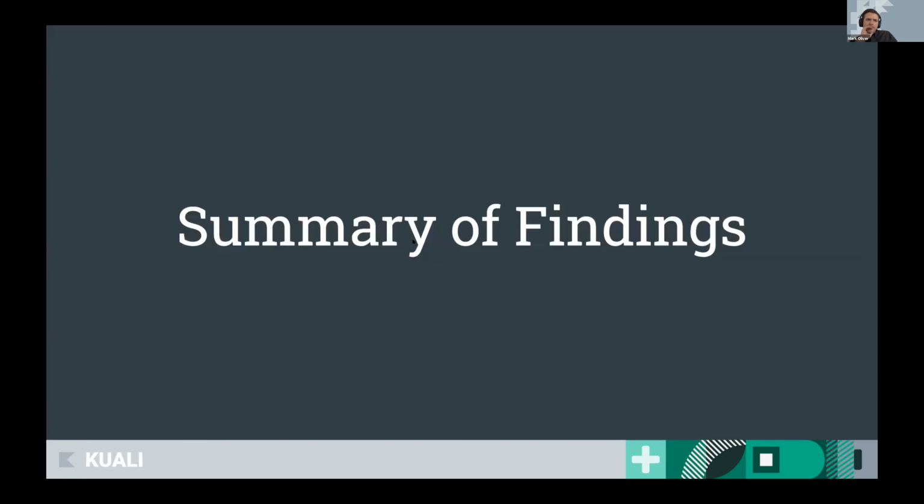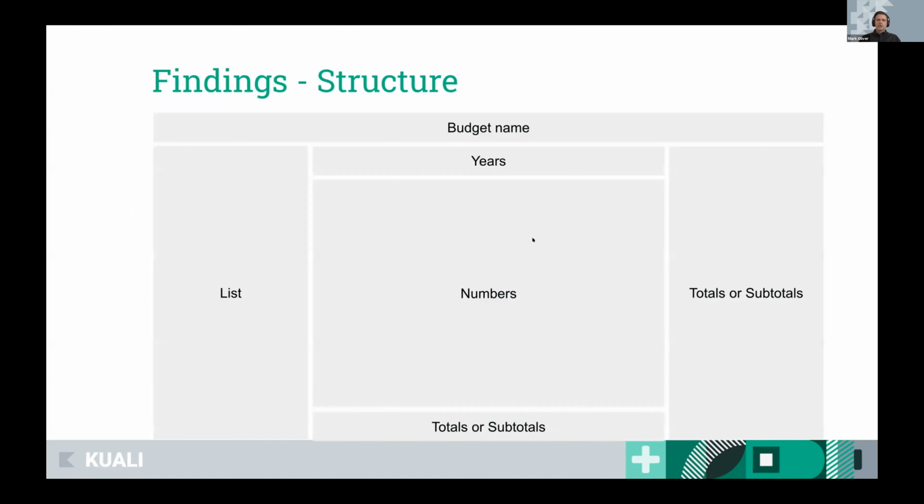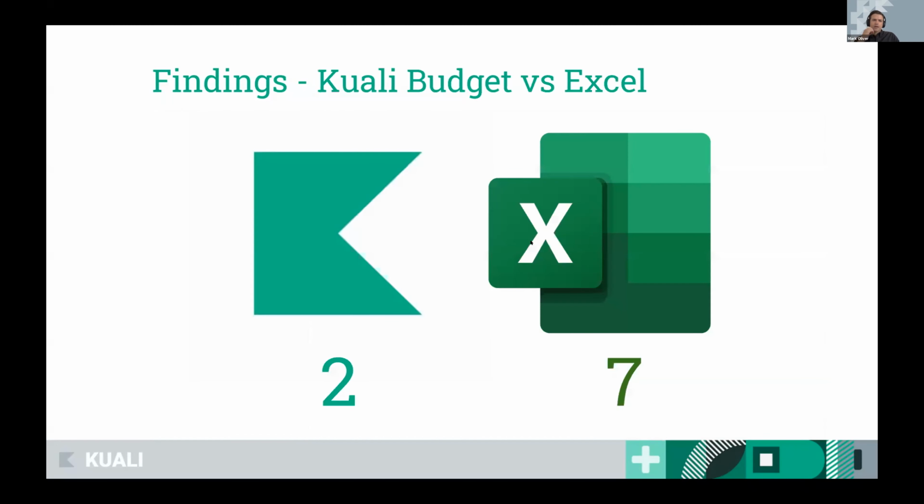Okay, so summary of findings. Let's see. Okay, so a few of the things that we found are, we've been looking at the structure. There's a common thing in the structure, so we can see that there's a budget name, years, things like that, that we found speaking to people. So we're looking to kind of copy that.